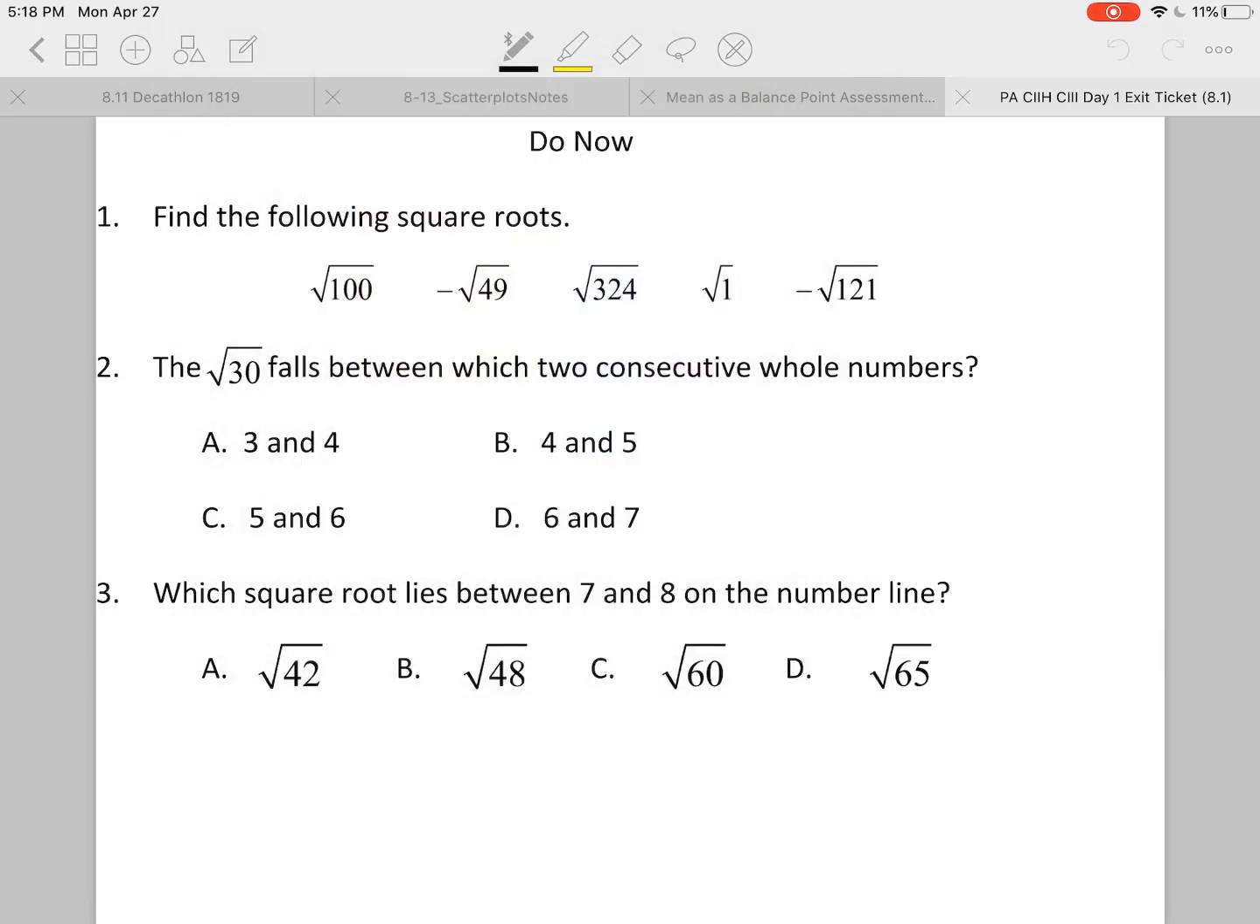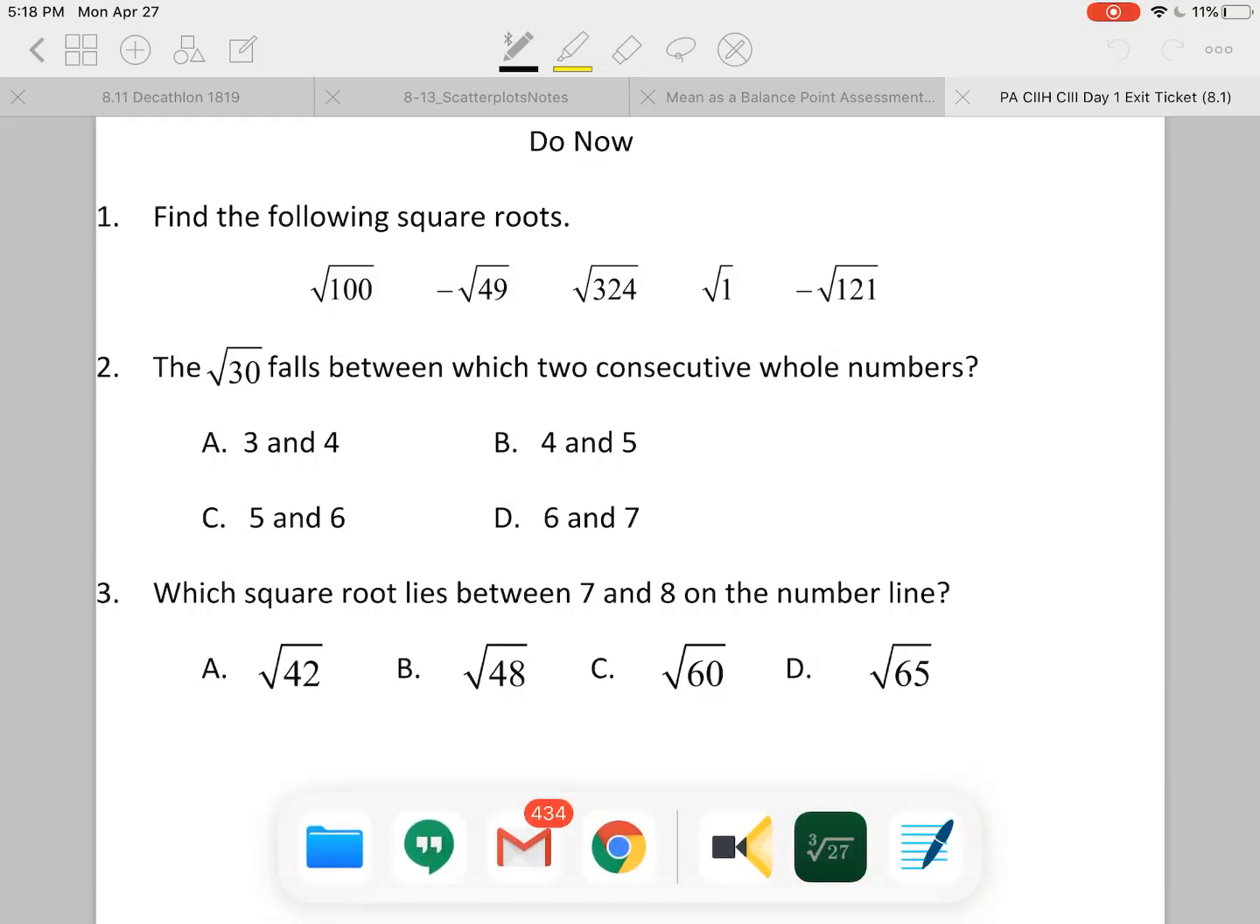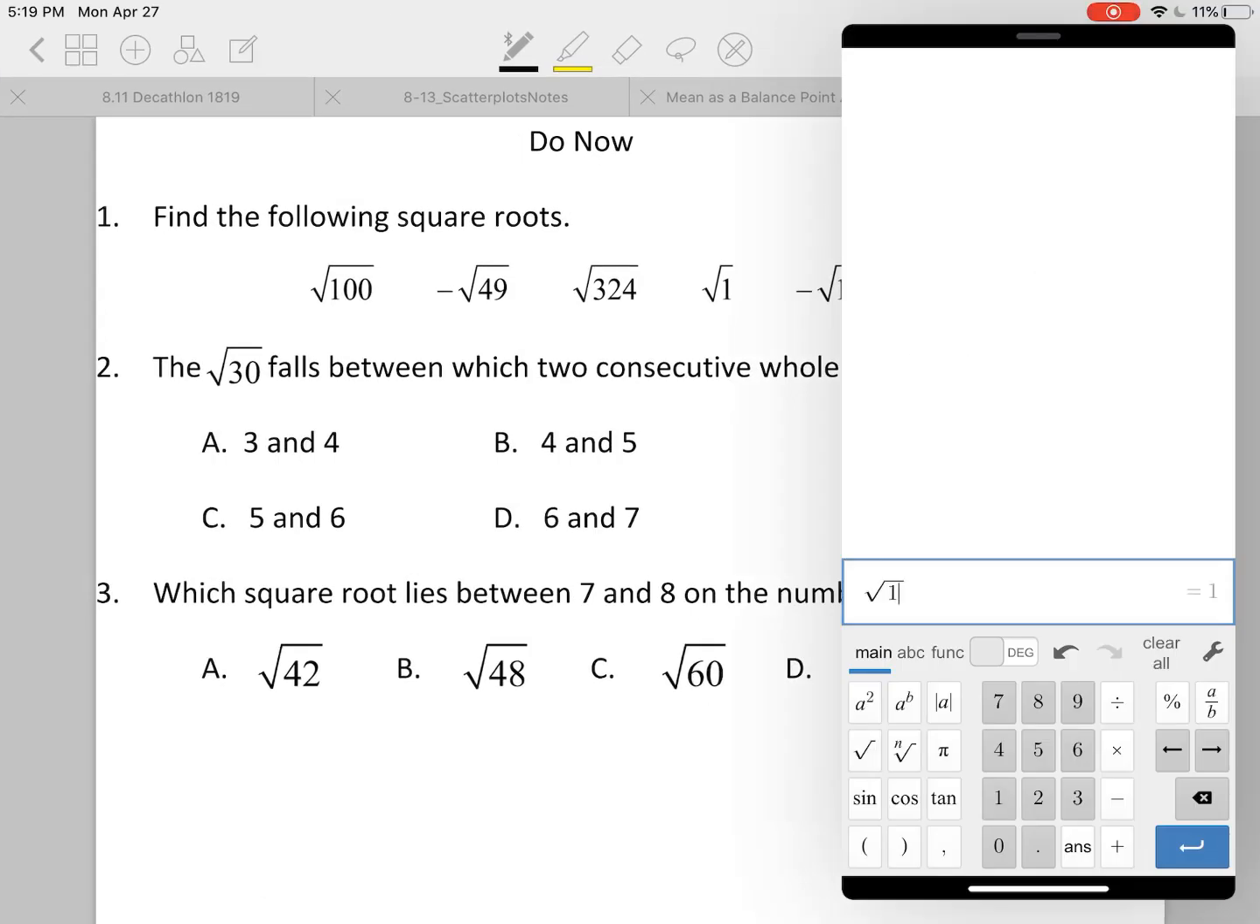Question number 1 says, find the following square roots. So this is something that we can do in Desmos in our calculator. So the square root of 100 is positive 10. Remember that there are actually two square roots here. We have positive 10 and we have negative 10, because 10 times 10 equals positive 100, and negative 10 times negative 10 is positive 100.